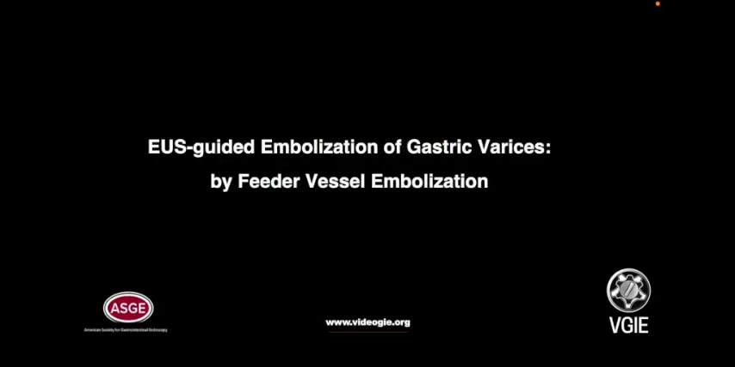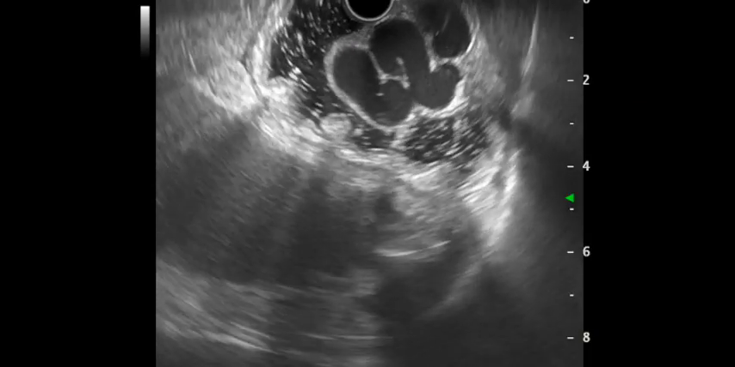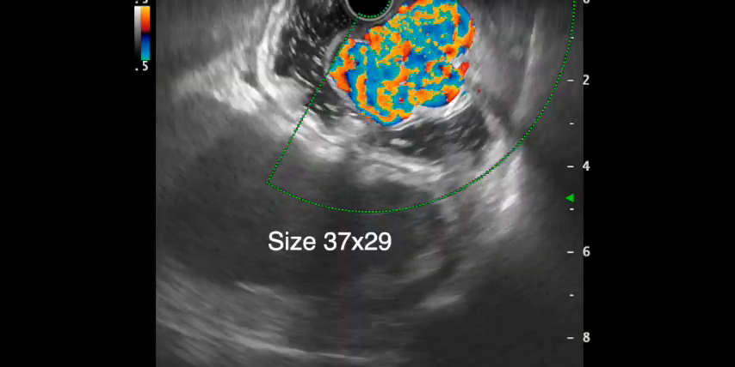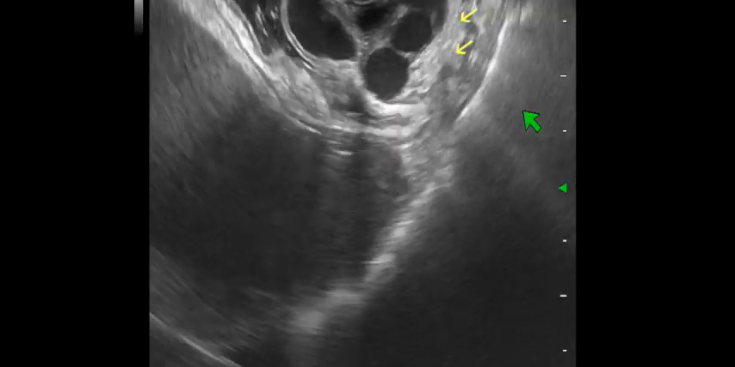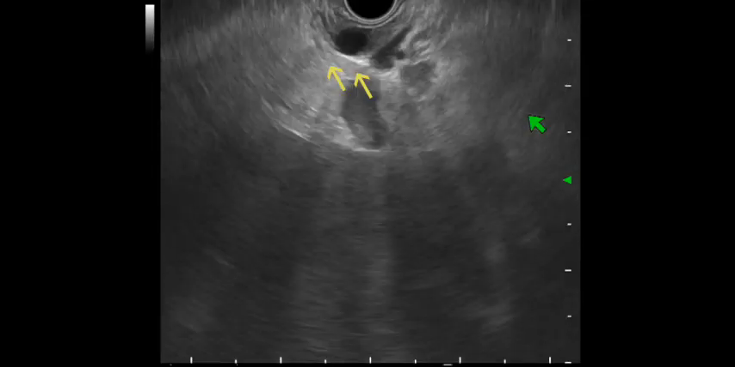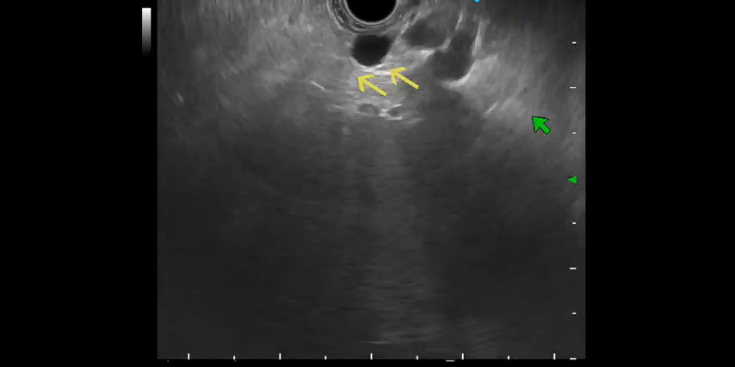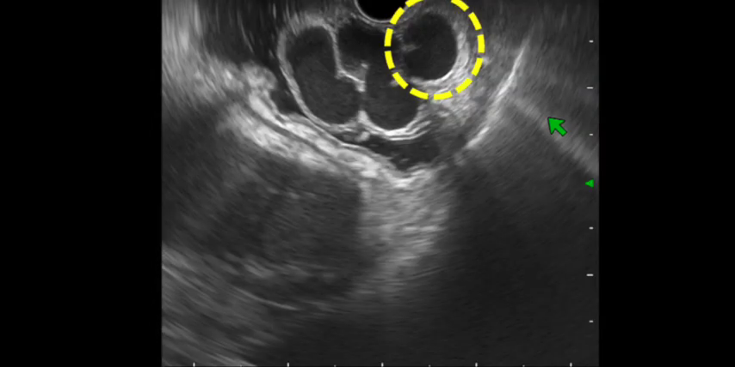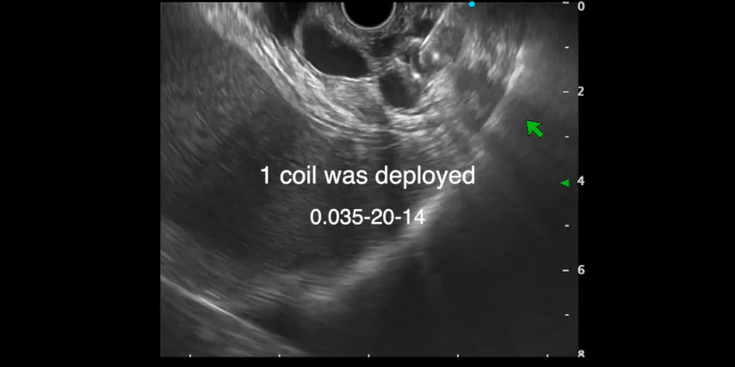Now describing another method of embolizing gastric varix under EUS guidance, that is by blocking the feeder vessel. The gastroscopy showed large gastric varices, and on endosonography a 37 by 29 mm varix with a strong color flow Doppler was seen. On counterclockwise rotation, one feeder vessel was identified and it was traced back and forth to the varix. The technique of EUS-guided feeder vessel embolization is similar to direct varix embolization.